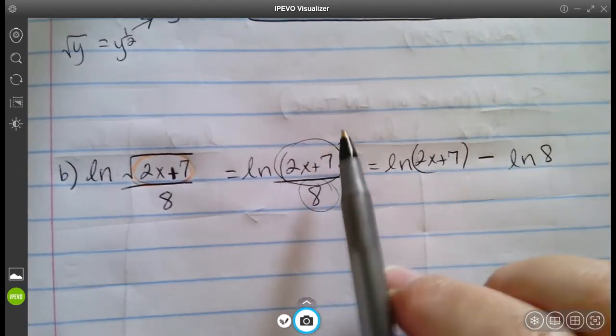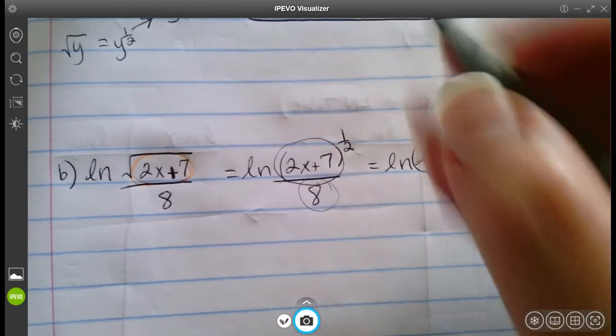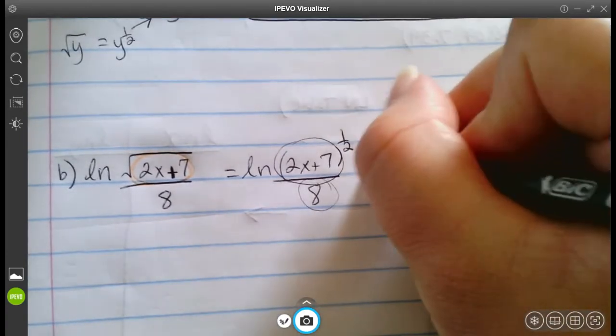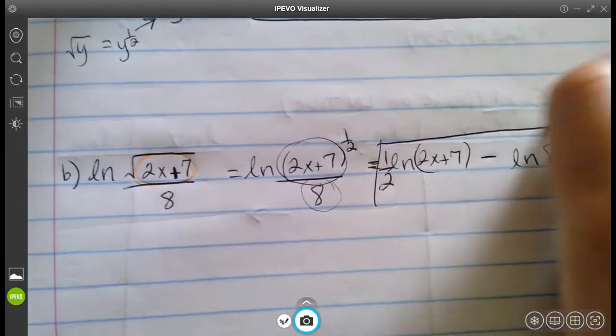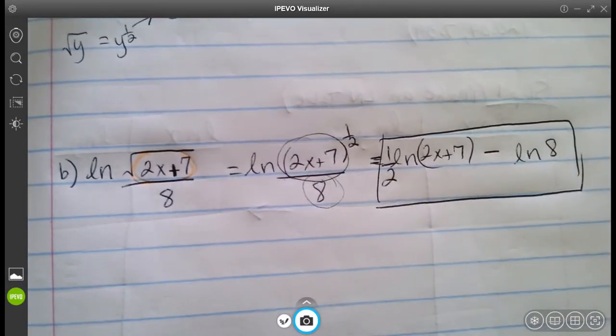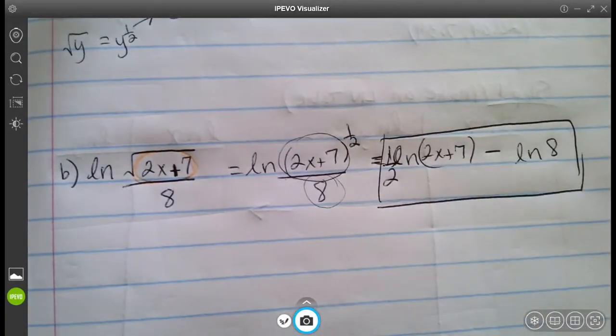And all I have to take care of now is that 1/2. The 1/2 is with this term, so it's going to go in front of this ln right here. That's it. Done with that one. Okay, that's 1/2 ln. Hope you understand my handwriting there.